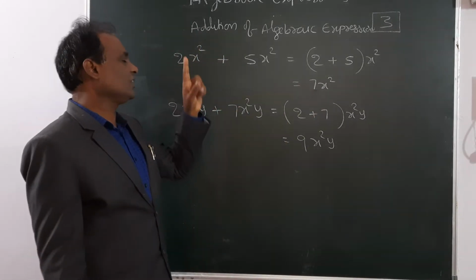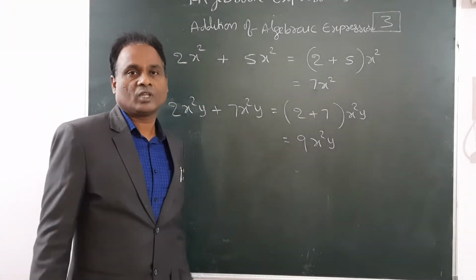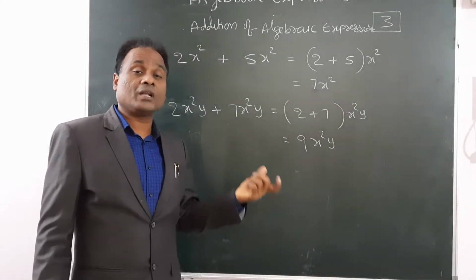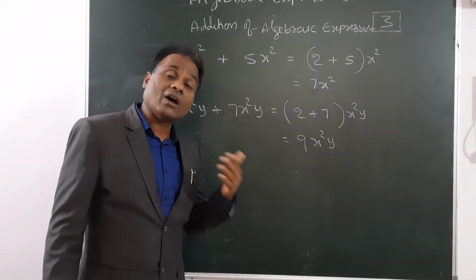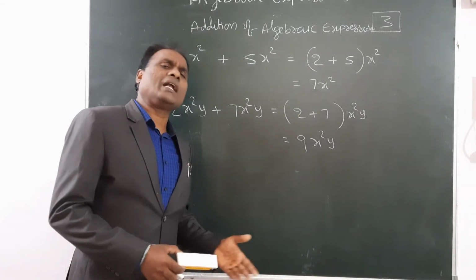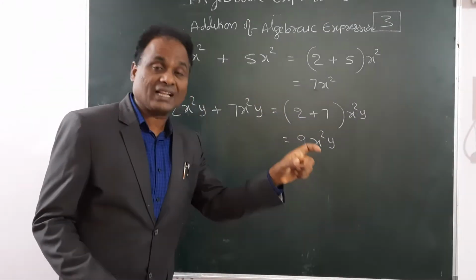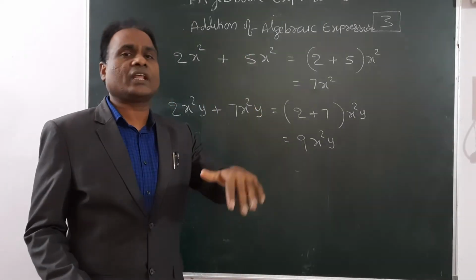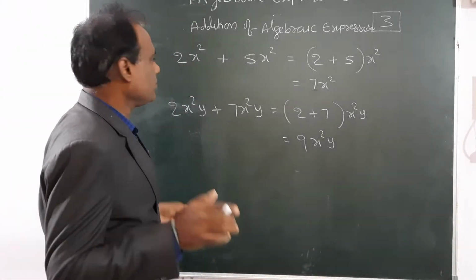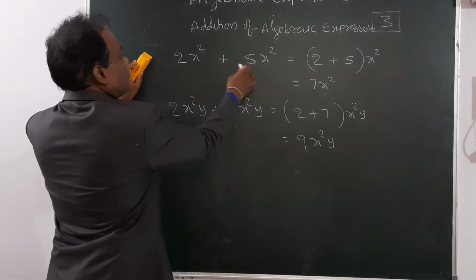If the algebraic expression has only one term, it is called a monomial. Monomial means one term. If it has two terms, binomial. Binomial means two terms. Trinomial means three terms. Multinomial means more than three terms. So one term monomial, two terms binomial, three terms trinomial, more than three multinomial. That we don't require here. We have up to trinomial only. Okay. So now I am explaining how to add the algebraic expressions.